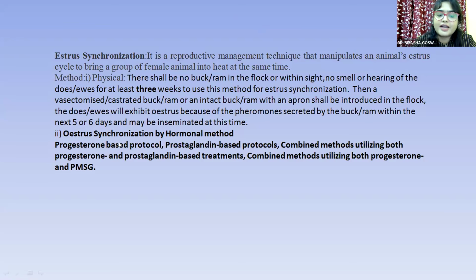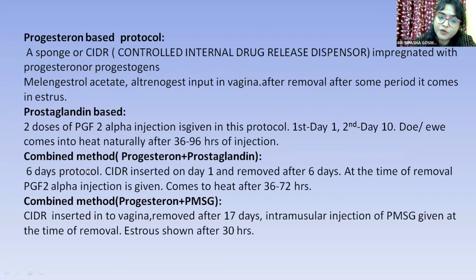There are different types of hormonal methods: the progesterone based protocol, the prostaglandin based protocol, a combined method utilizing both progesterone and prostaglandin based treatment, and utilizing progesterone and PMSG, that is pregnant mare serum gonadotropin. So I have given a small introduction of all those methods. Number one is the progesterone-based protocol.